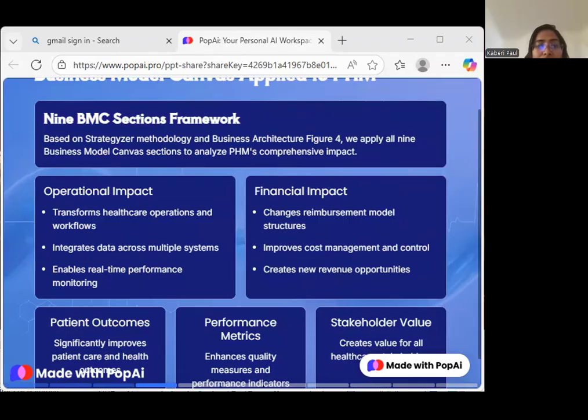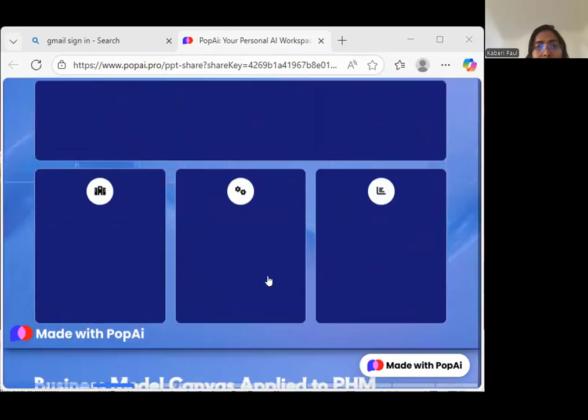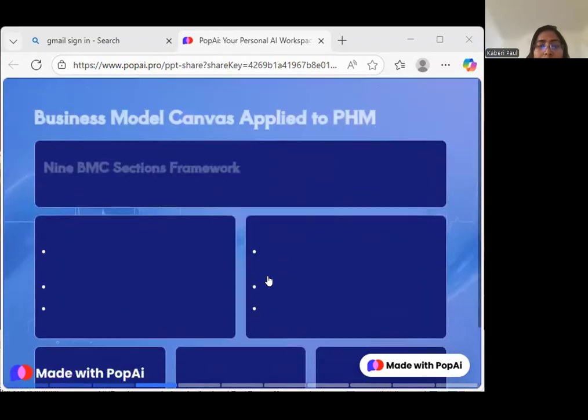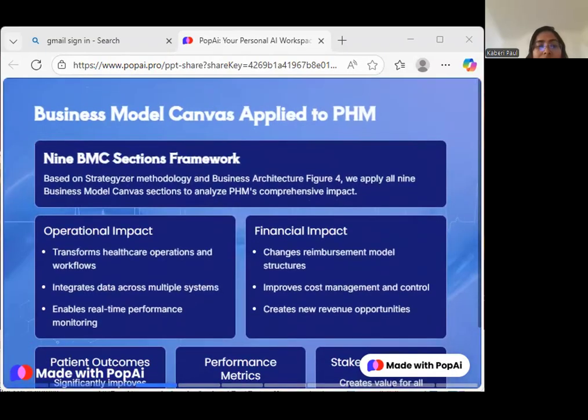Now, the business model canvas. The business model canvas is a framework used to evaluate how a product or organization creates value. It includes nine sections such as key partners, key activities, value propositions, customer segments, and so on.